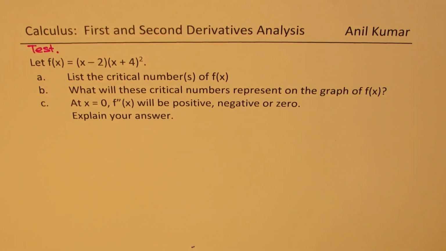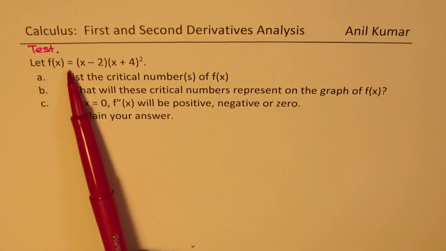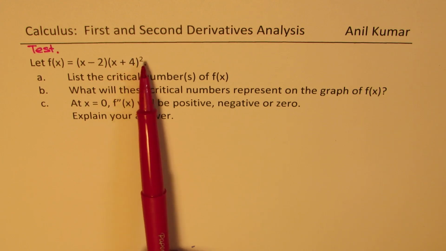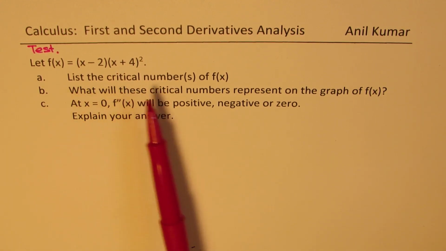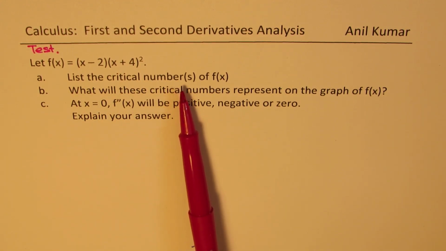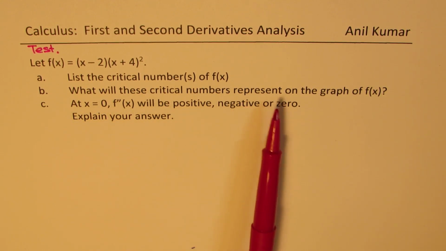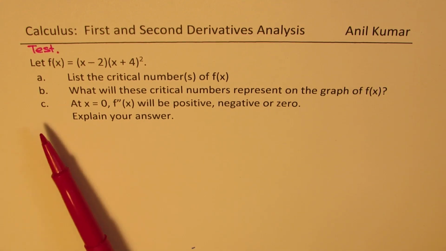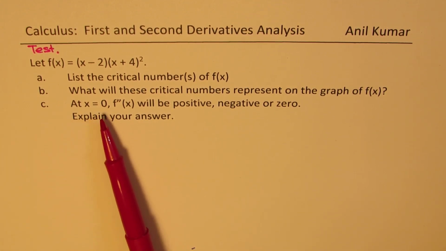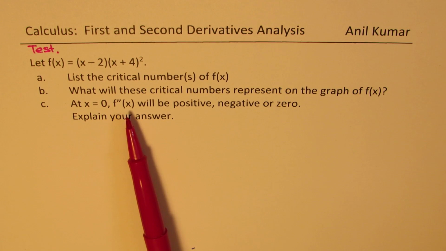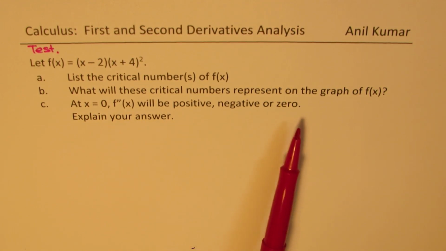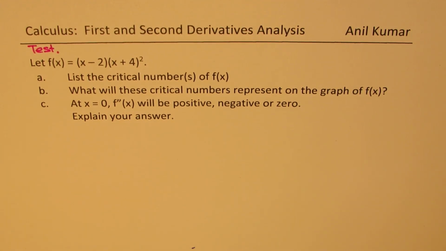The question is, let f of x be equal to x minus 2 times x plus 4 whole square. List the critical numbers or number of the function. What will these critical numbers represent on the graph of f of x? And if C is at x equals 0, will the second derivative of the function be positive, negative or 0? Explain your answer. You can always pause the video, answer the question, and then look into my suggestions.